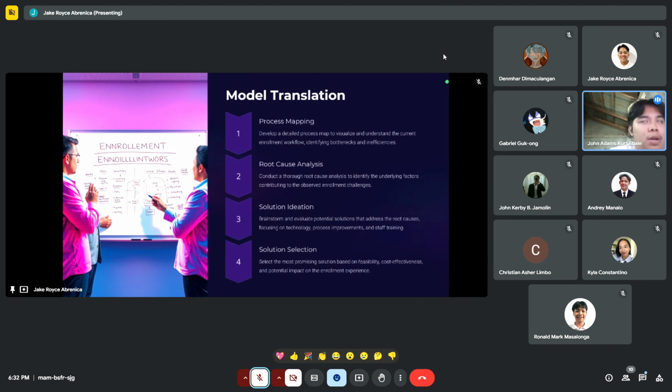Second is root cause analysis. Conduct a thorough root cause analysis to identify the underlying factors contributing to the observed enrollment challenges. Third is the solution ideation.